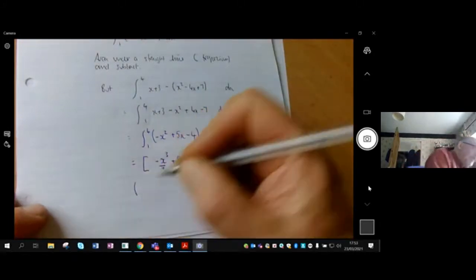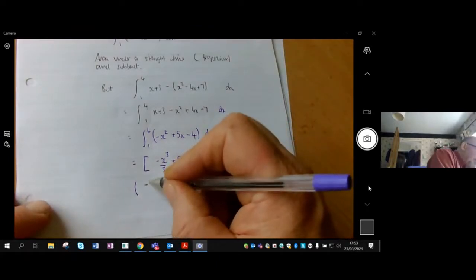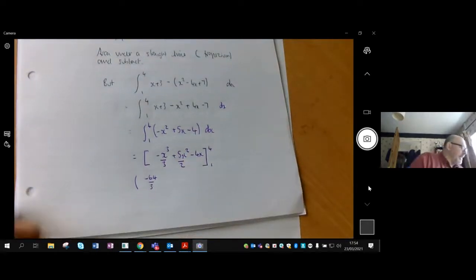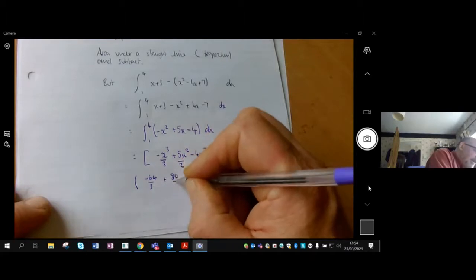Substituting, just be careful. 4 to the power of 3 is minus 64 over 3. Be careful with signs and everything like that. Plus 80 over 2.